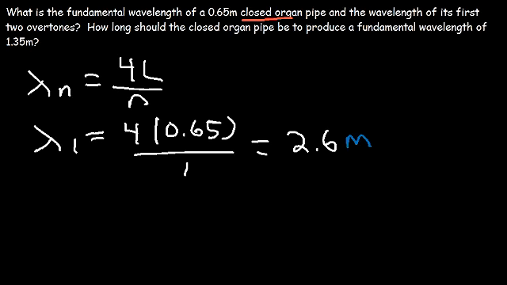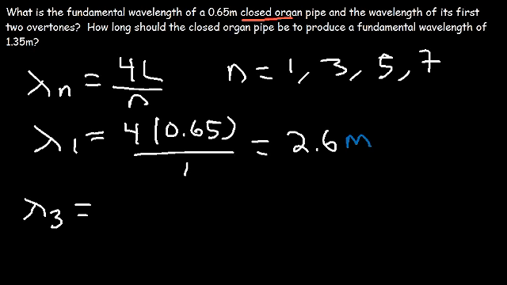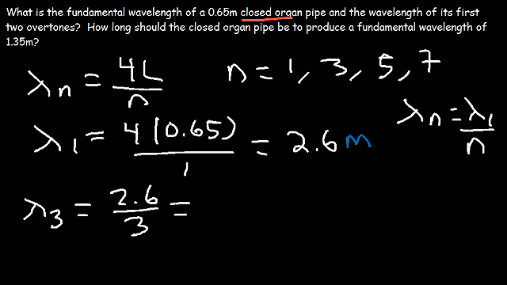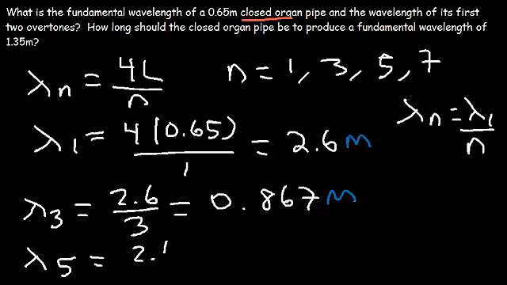Now, because the pipe is closed, the n values can only be odd numbers, 1, 3, 5, and 7. So to find the next overtone, we need to plug in 3. And we can use the equation lambda n is simply lambda 1 divided by n. So it's going to be 2.6 divided by 3. And that's 0.867 meters. Now to find the second overtone, which is the fifth harmonic, it's 2.6 divided by 5. And that's about 0.52 meters.